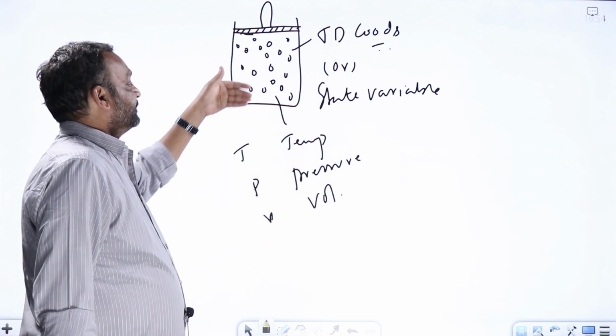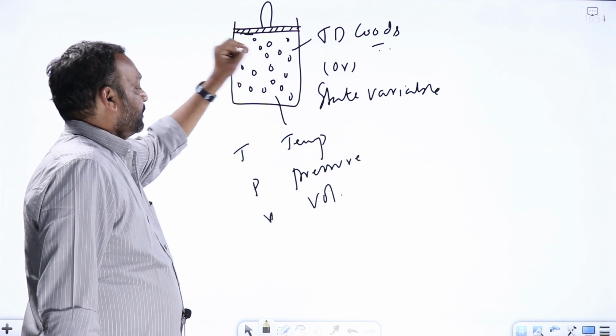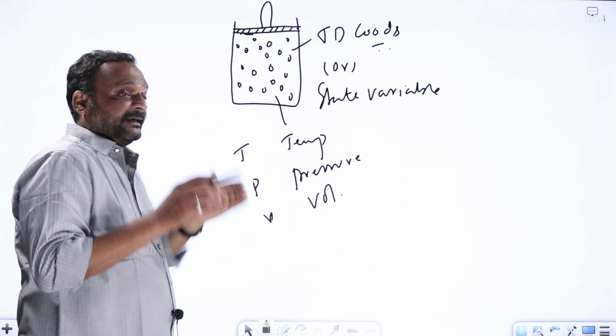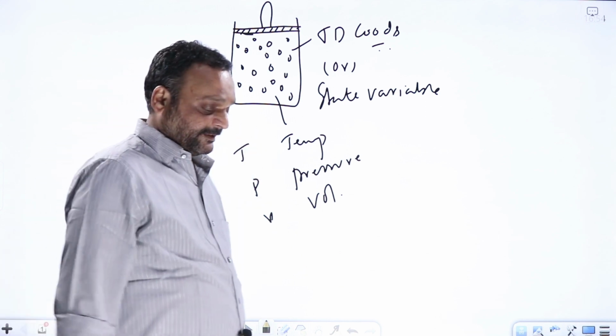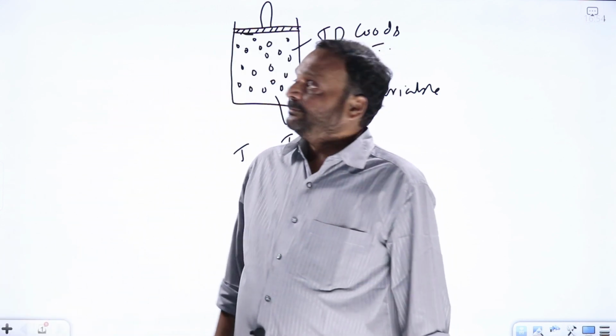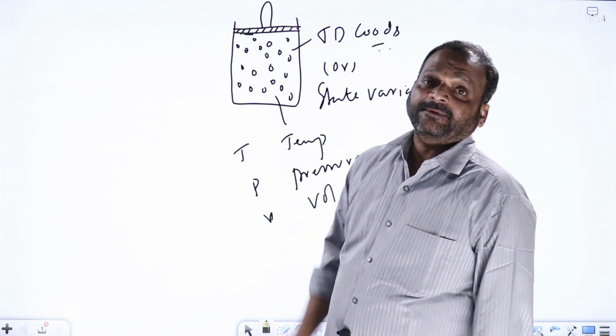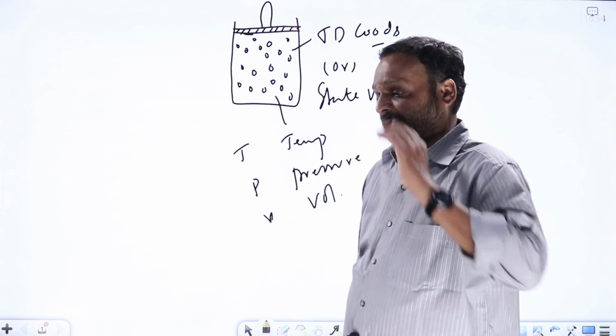By studying them, we'll understand something. The system is at so-and-so temperature, at so-and-so pressure, in so-and-so volume. They denote the state of the system. By simply knowing the temperature, pressure and volume, we won't understand anything about the properties of that gas. So what do we do?